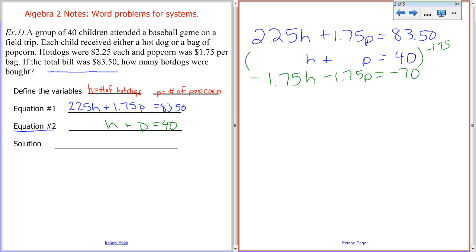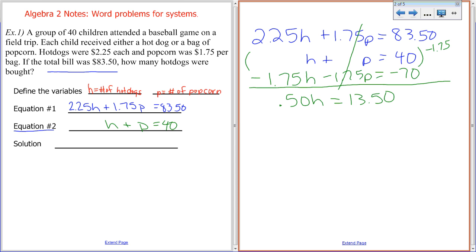When we do negative 1.75 times the 40. When I do that, my P's cancel out, right? I'm going to have 0.50H is equal to 13.50. What was it that they wanted me to solve for at the very beginning, guys? Hot dogs. Is that the variable that I ended up keeping? Yeah. And so if you can see that they're only asking you to solve for one thing, eliminate the one that you're not looking for.